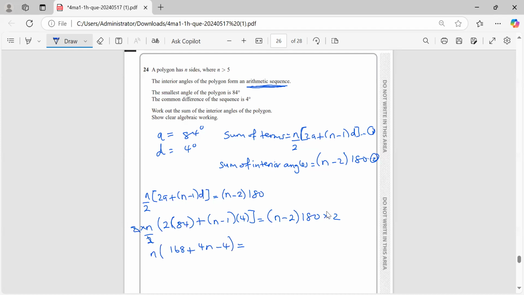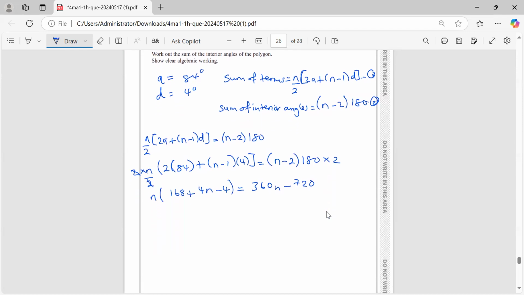So that will be equal to 180 times 2, that's 360. And then 360 times n, that's 360n, right? And then 360 times 2, that's 720, yeah? So 720. Okay, all right. So you now have 720 over there.